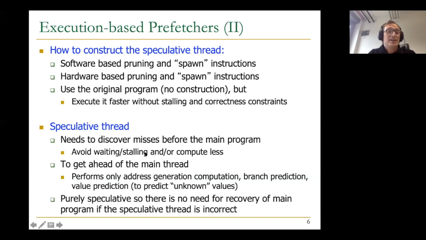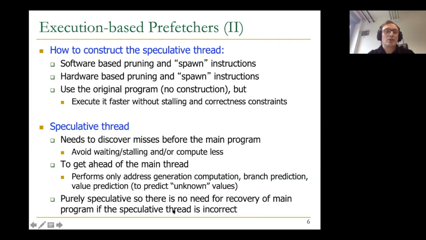And the key thing is the speculative thread is purely speculative, just like a prefetching thread, right? It's not updating the architectural state for the main program. It may update its own architectural state, but it's going to discard that architectural state in the end. It's not going to have any effect on the programmer or any other software. The goal is purely prefetching. And there's no need for recovery of the main program if the speculative thread is incorrect.